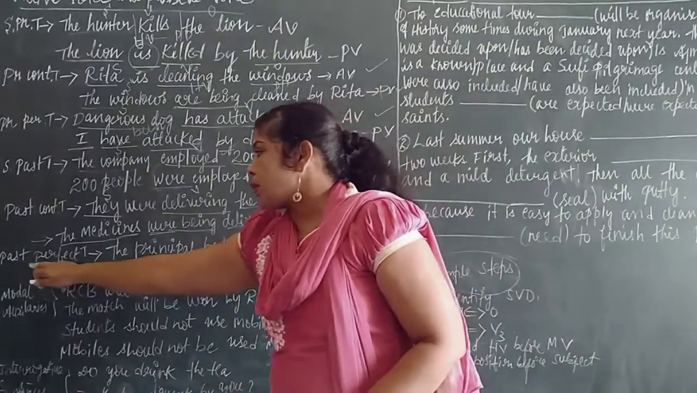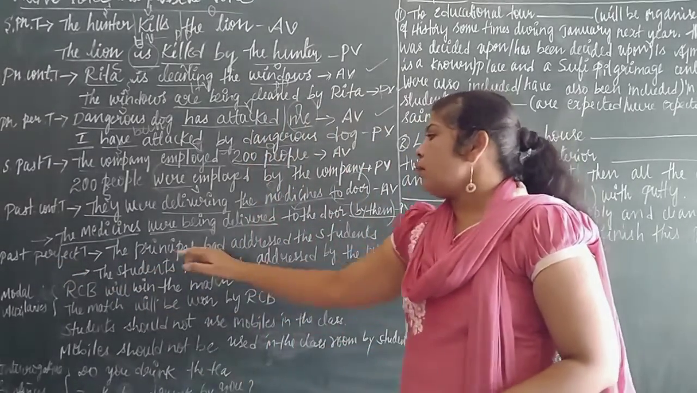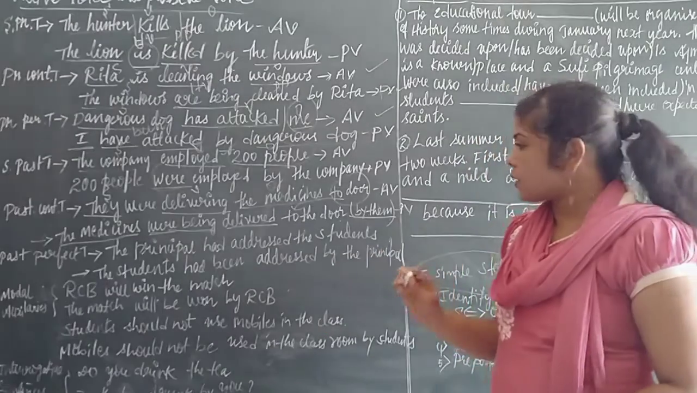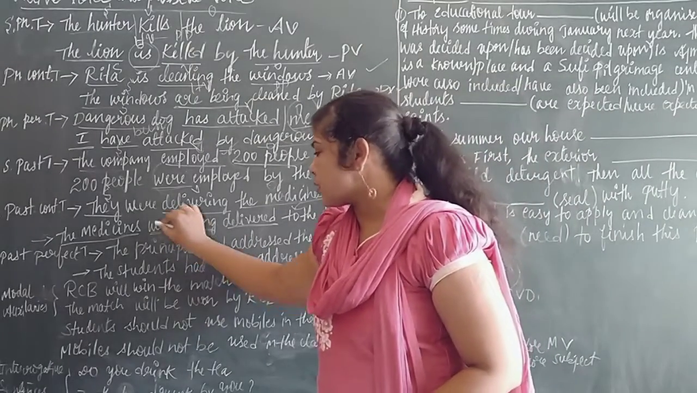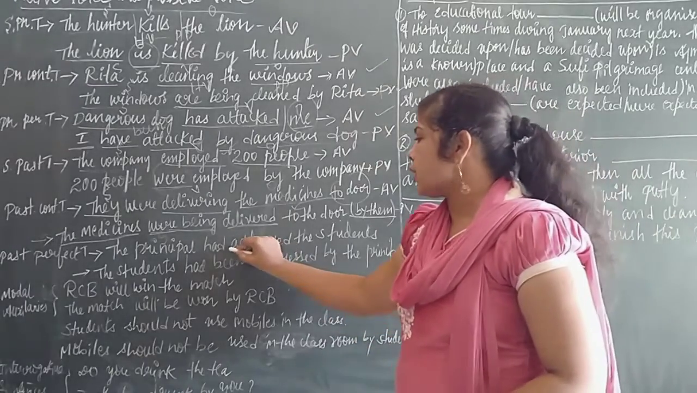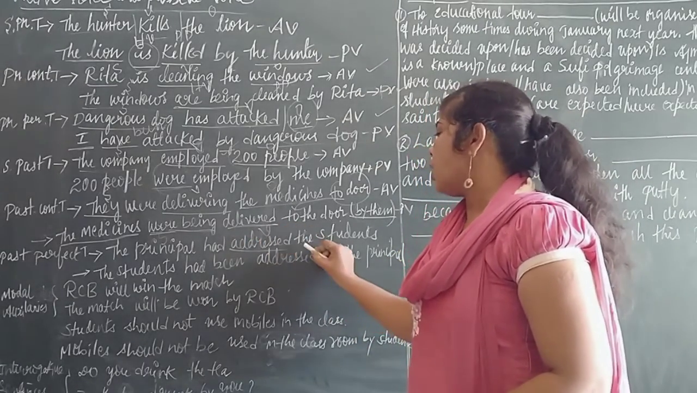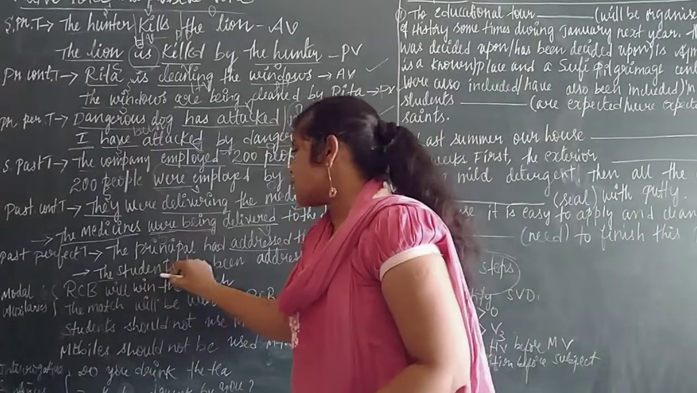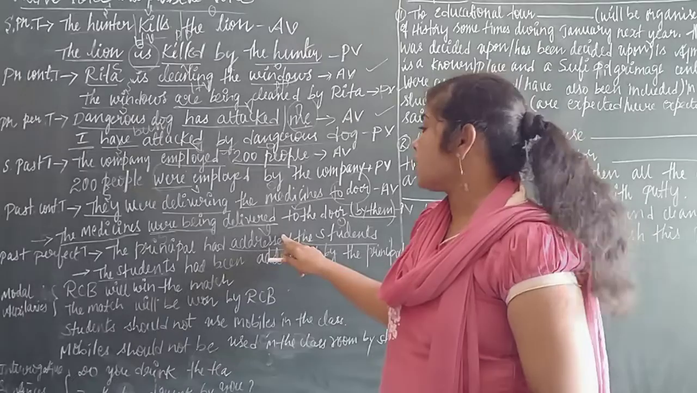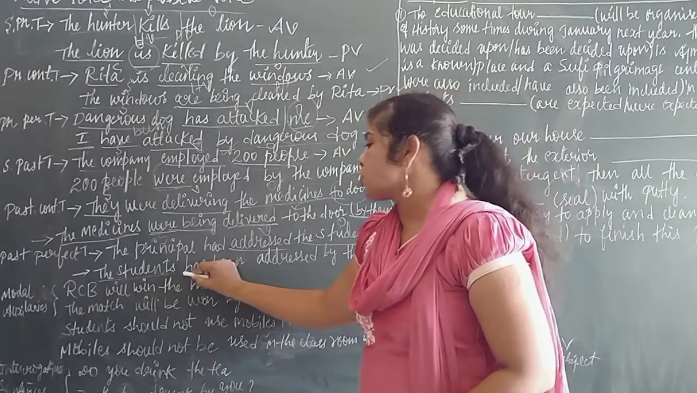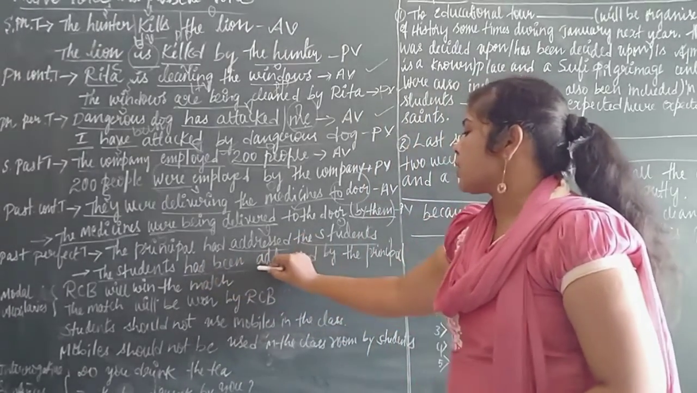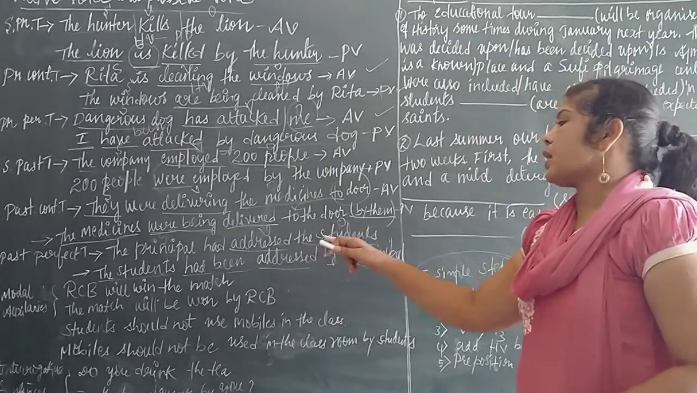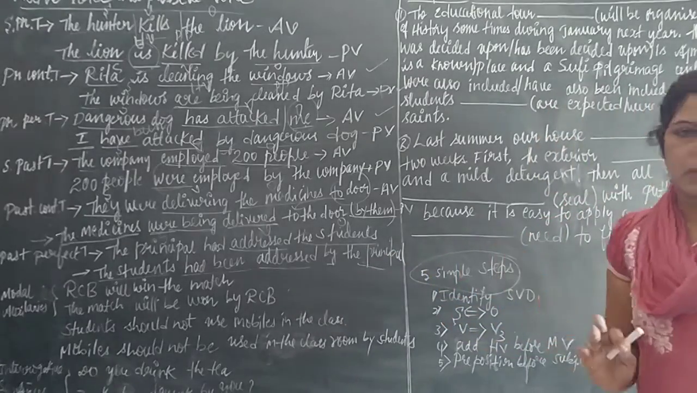So let us come to past perfect tense. The principal had addressed the students. Which is the subject in the sentence? Principal is the subject, the word indicating an action is addressed, and the object is the students. First we have to take the object, the students, and since it is in past perfect tense, we have to use had been, and the past participle of address is addressed, by the principal. The students had been addressed by the principal.